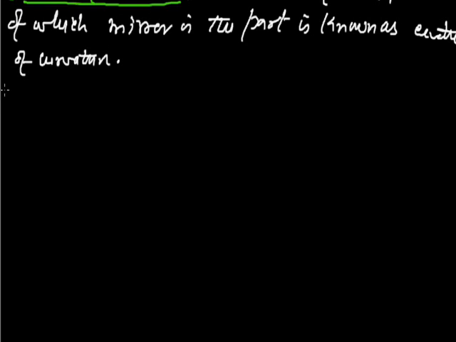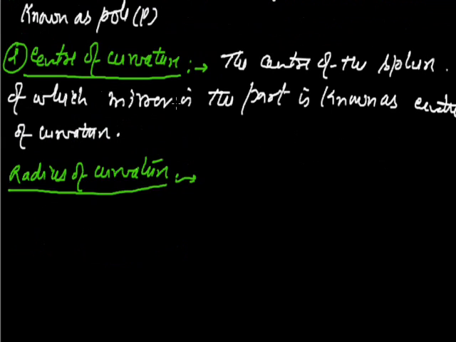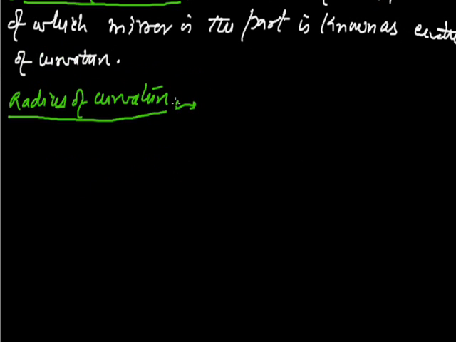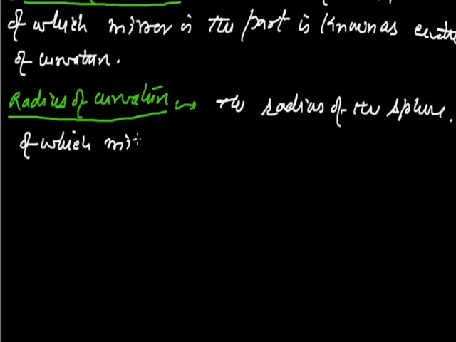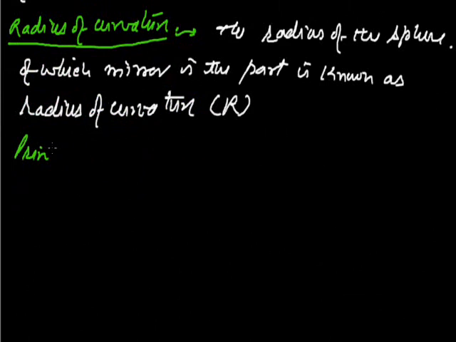Now the radius of curvature. The radius of the sphere of which the mirror is a part is known as the radius of curvature. That's denoted by R.